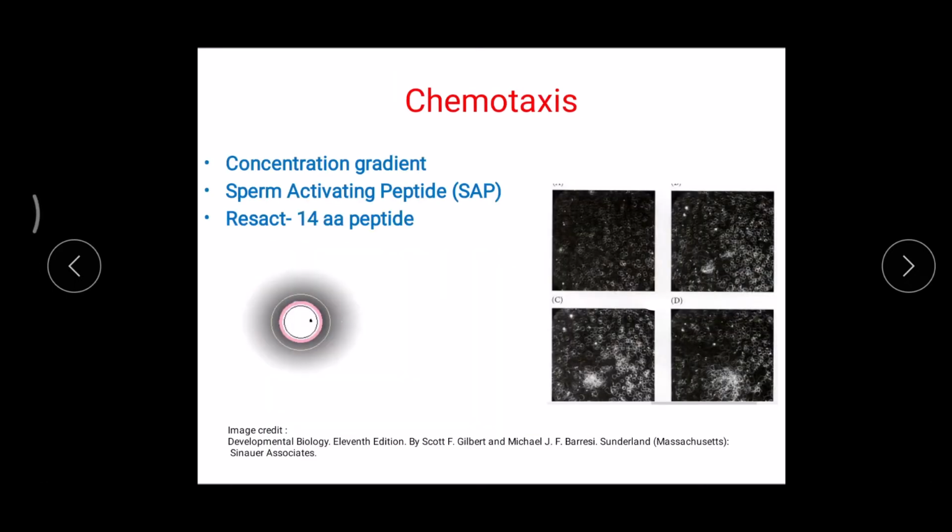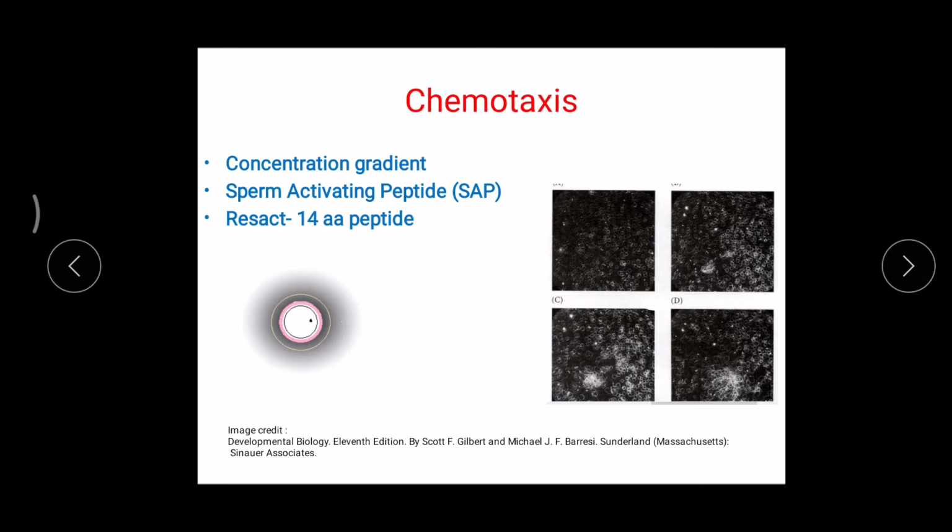Second is chemotaxis. Chemotaxis means chemical attraction. Now sperms are attracted toward the egg by means of chemotaxis. Here sperm follow a concentration gradient which is higher toward the egg. Concentration gradient means higher or lower concentration of a particular chemical. Now here the egg jelly secretes sperm activating peptide, SAP.